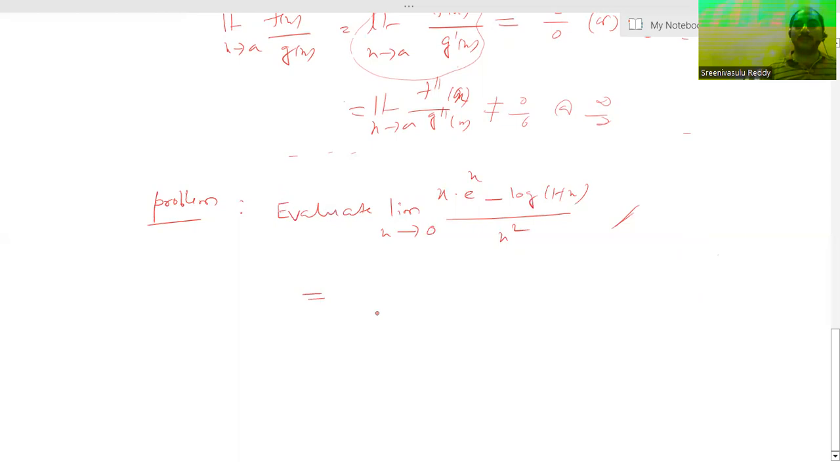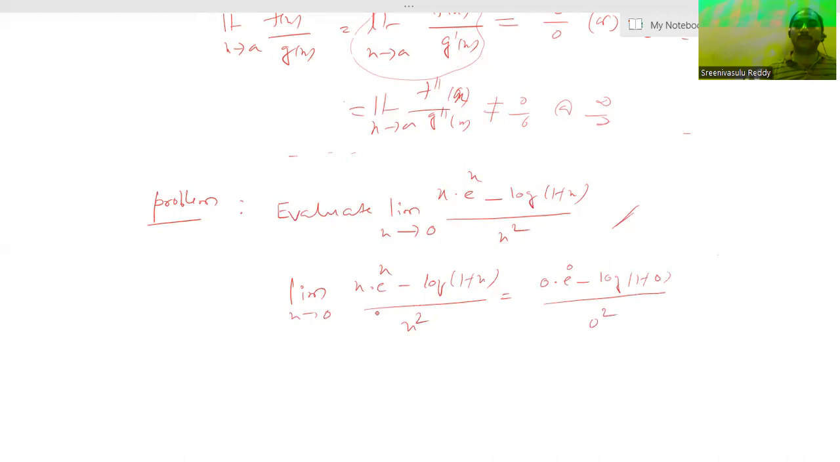Now substitute the limit value. Take the given function, limit x tends to 0 of (x e^x minus log(1 plus x)) by x squared. Substitute the x value in the numerator and denominator: 0 into e power 0 minus log of 1 plus 0, by 0 square. You observe that e power 0 is 1. So 0 into 1 minus log 1 by 0. 0 into a finite value is 0, and 1 is a finite value.